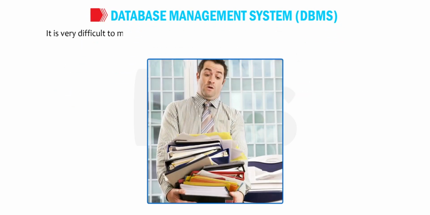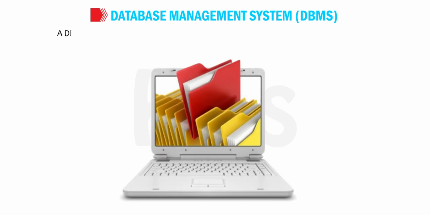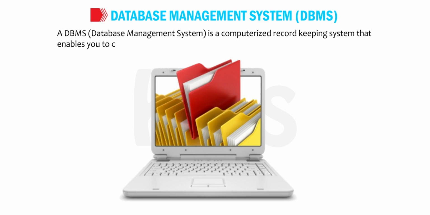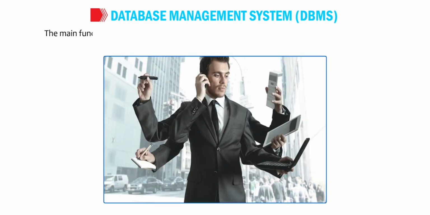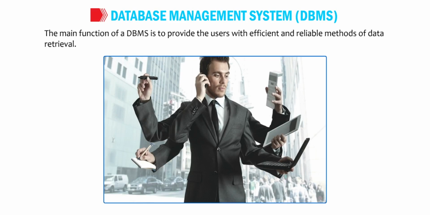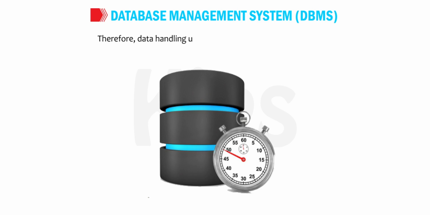It is very difficult to maintain a database manually when there are hundreds and thousands of records, as the chances of committing errors increase. A DBMS, database management system, is a computerized record-keeping system that enables you to create, modify, store and extract information from a database. It saves our time and energy. The main function of a DBMS is to provide the users with efficient and reliable methods of data retrieval. Moreover, it reduces the chances of errors creeping into database to a great extent. Therefore, data handling using DBMS becomes fast and efficient.